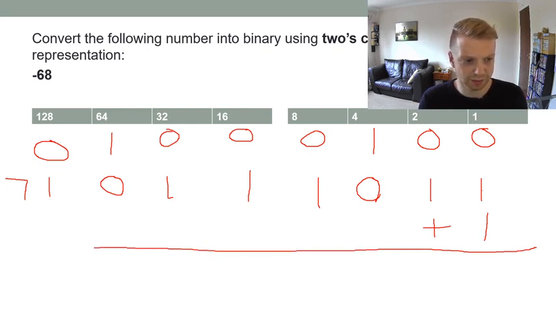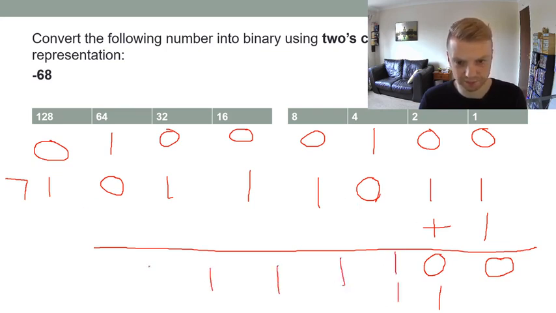So we do 1 plus 1. The max number we can get, we can't go up to 2, so you do 0 and carry a 1 underneath. Then you ask yourself, 1 plus 1, again, you can't do it, so you do 0 and carry the 1. 0 plus 1 is 1, and the rest of it just remains exactly the same. And that is negative 68 in binary.